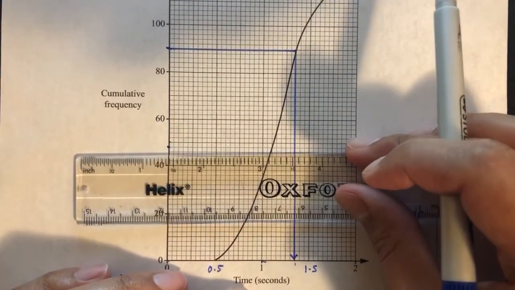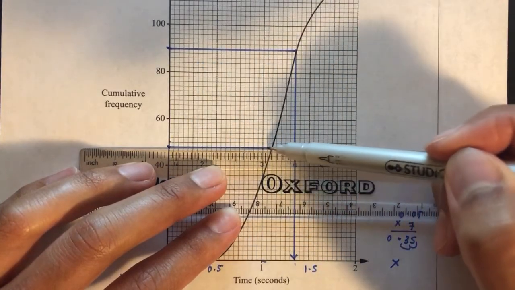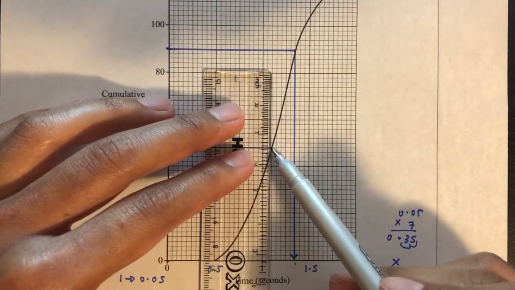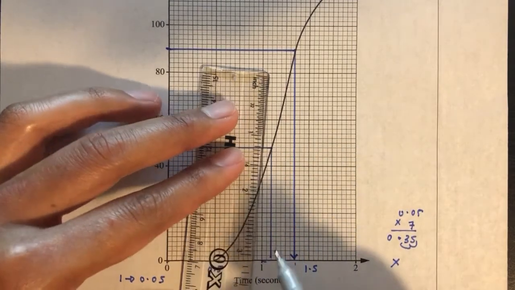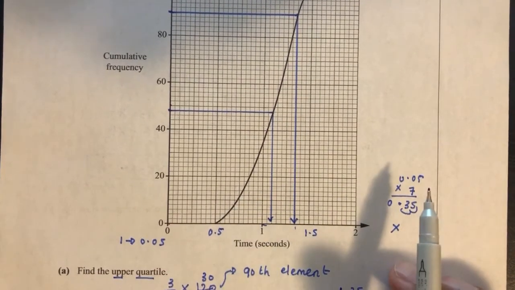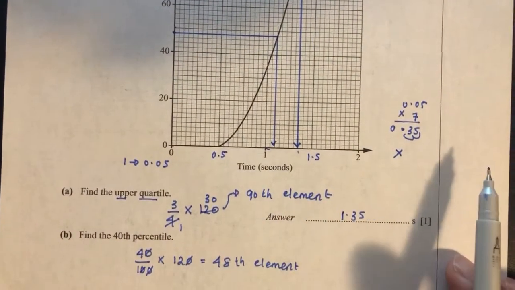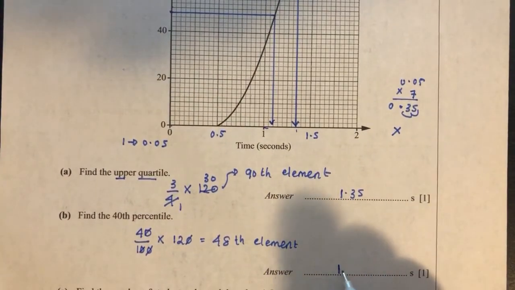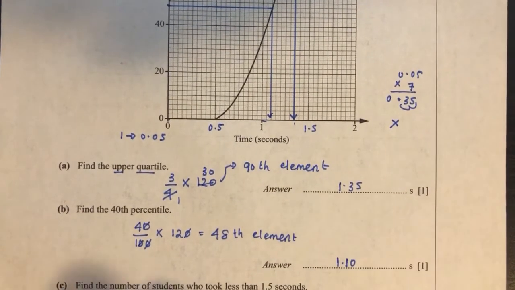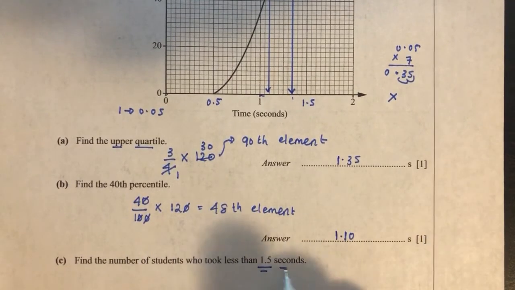So we have to draw a line to cut the curve and find the value of the 40th element. It will be on the second square. Since 1 square is 0.05, 2 squares is 0.1, so this will be 1.1. Okay, your answer for part B will be 1.1 seconds. Okay, so part C, find the number of students who took less than 1.5 seconds.